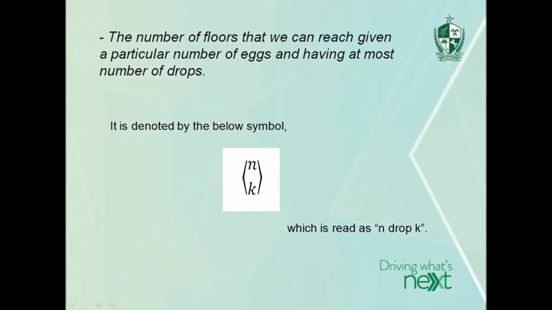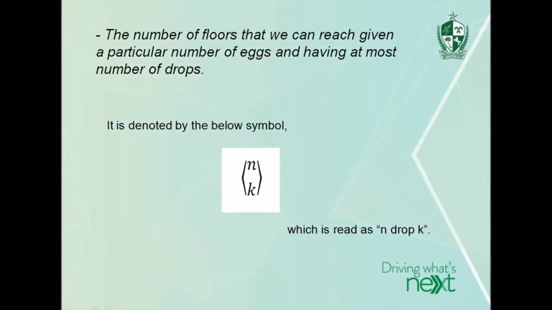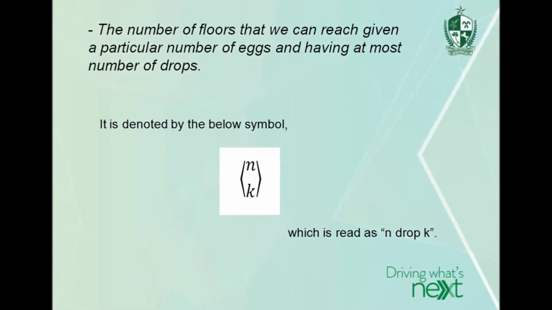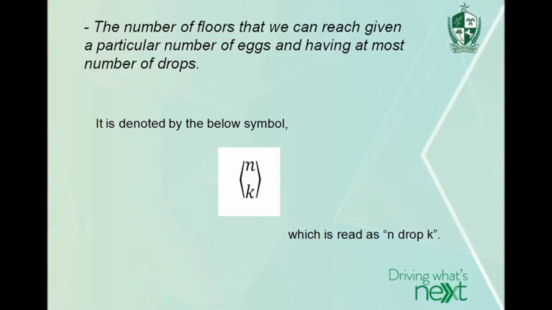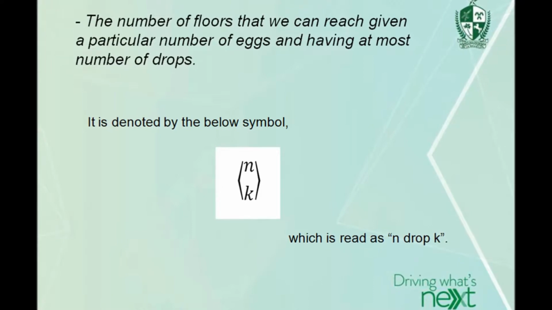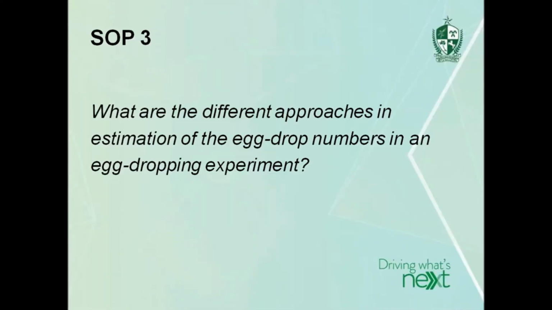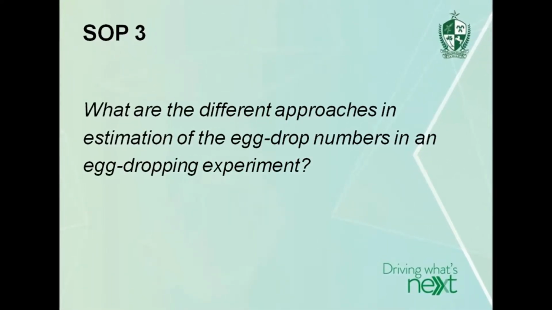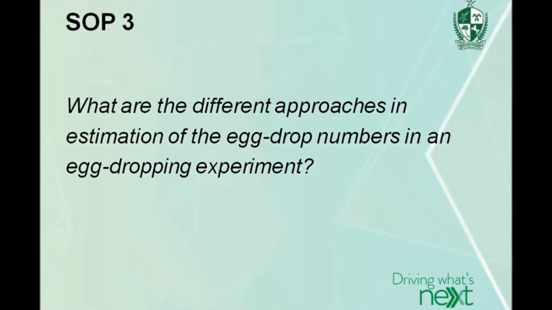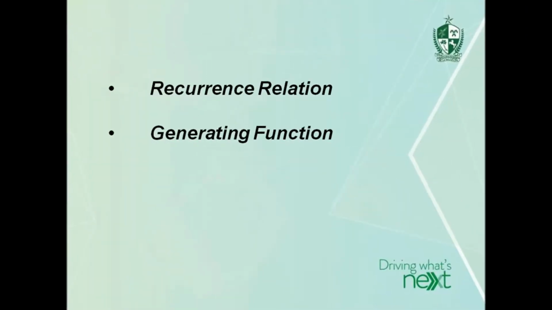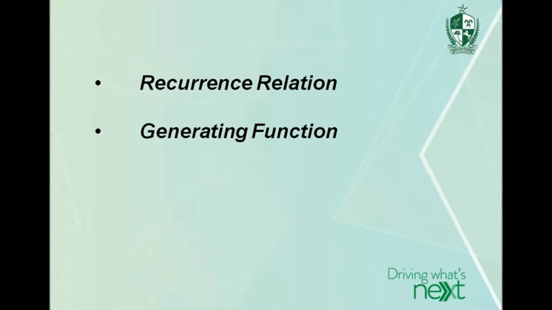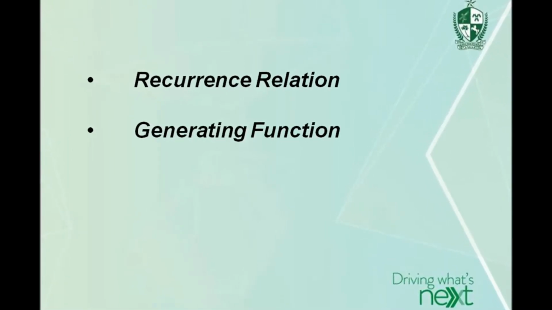Egg drop numbers pertain to the number of floors that we can reach given a particular number of eggs and having at most a number of drops. It is denoted by the below symbol, which is read as n drop k. SOP 3. What are the different approaches in estimation of the egg drop numbers in an egg dropping experiment? For us to estimate the egg drop numbers, the different approaches we need to use are recurrence relation and generating function.